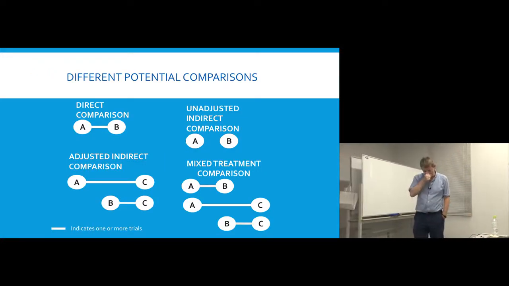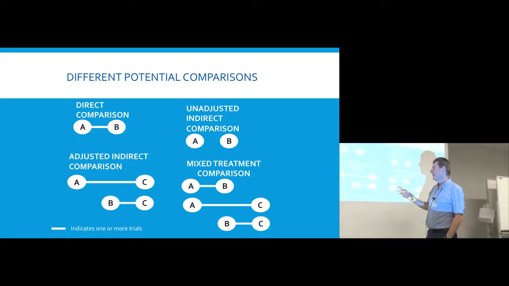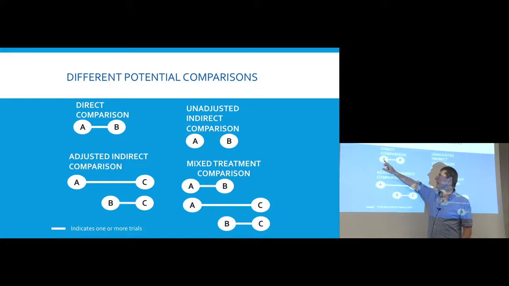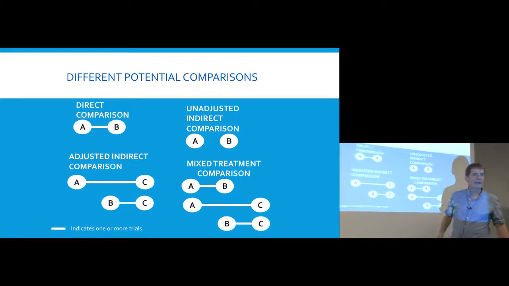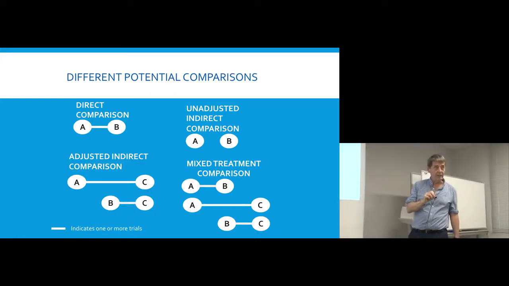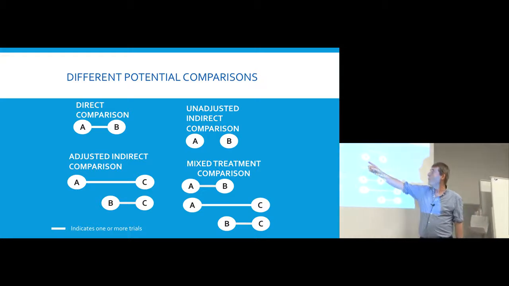So, these are the different situations we might have. What we'd really like is a trial comparing treatment A with treatment B. That's what we'd really like, assuming A is perhaps a new thing and B is best practice or something like that. And that would give us, in principle, a good estimate of the treatment effect, a good estimate of how well drug A works. We might not have that.